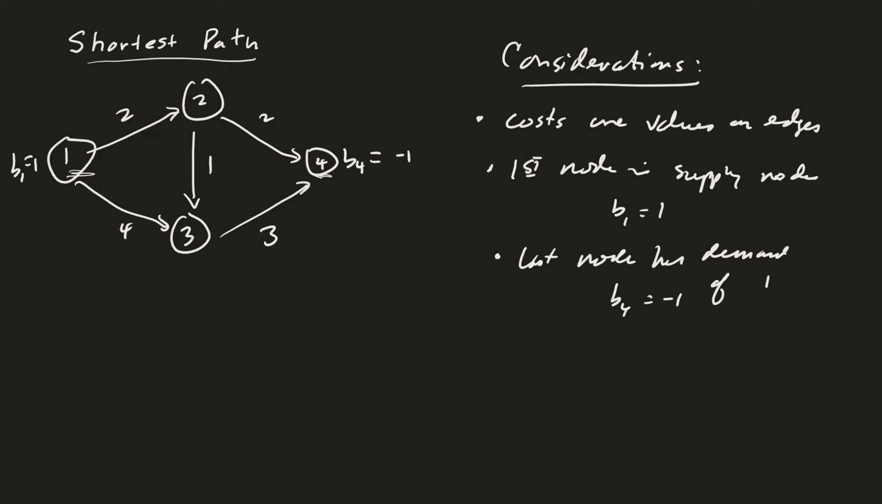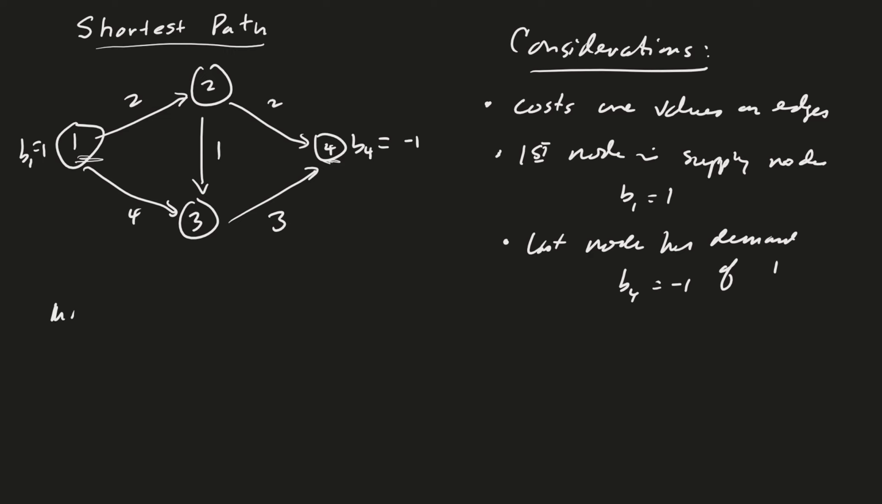And then for 2 and 3, what do you suppose we'll do? Yeah, those are transshipment nodes, right? So we set those to, the Bi's are equal to 0 in those cases. Good. And so now we're ready to write down our minimization problem. So we're going to minimize 2x12 plus 4x13 plus x23 plus 2x24 and then plus x34.